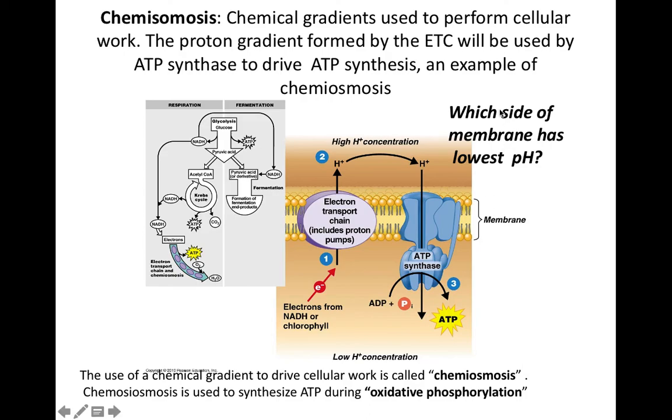This is a cool exam question, you guys. So if our ETC is functioning properly, which side of the membrane would have the lowest pH? And just remember that inverse relationship between pH and hydrogen ion concentration. So this side of the membrane would have the lowest pH, right, the highest hydrogen ion concentration. This side would have the higher pH, the lower hydrogen ion concentration.